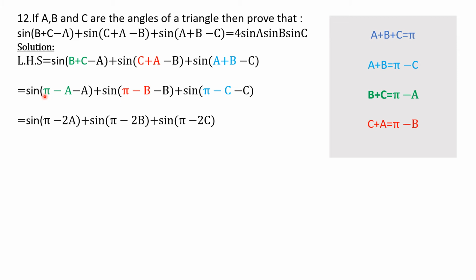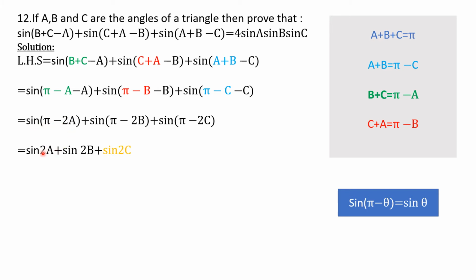Then pi minus A is pi minus 2A. Similarly, this is pi minus 2B and this is pi minus 2C. And we have learned sin(pi minus theta) is sin theta. Let's consider 2A as theta. So sin(pi minus theta) is sin theta. Here also sin(pi minus theta) is sin theta. Here also sin(pi minus theta) is sin theta.